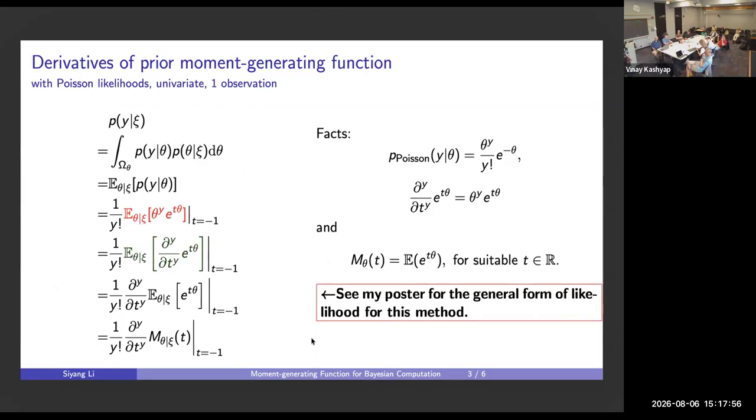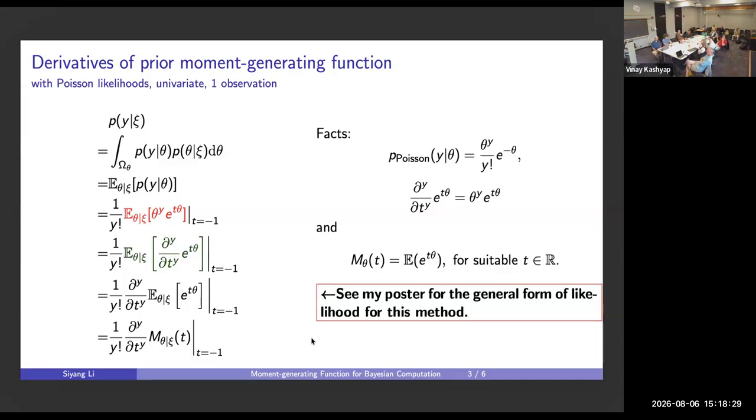So for this integral that I just mentioned, what we can do is treat this as an expected value with respect to the parameter. I'm just taking a Poisson likelihood as an example. And if we substitute the Poisson likelihood form into this expected value, we get this expression.